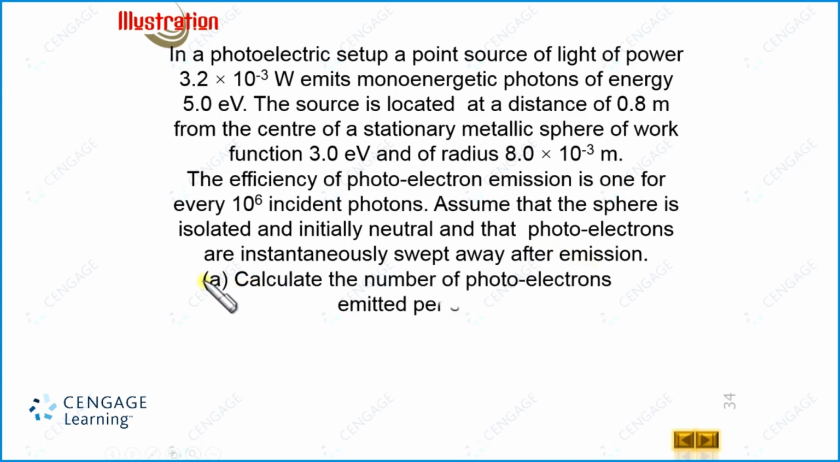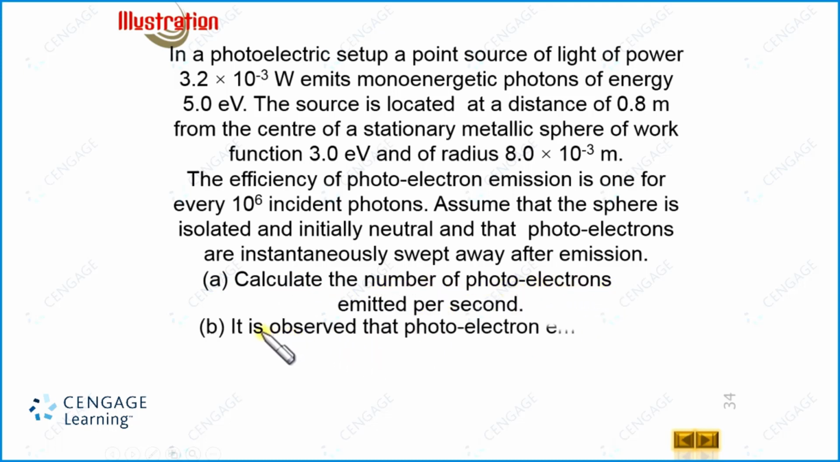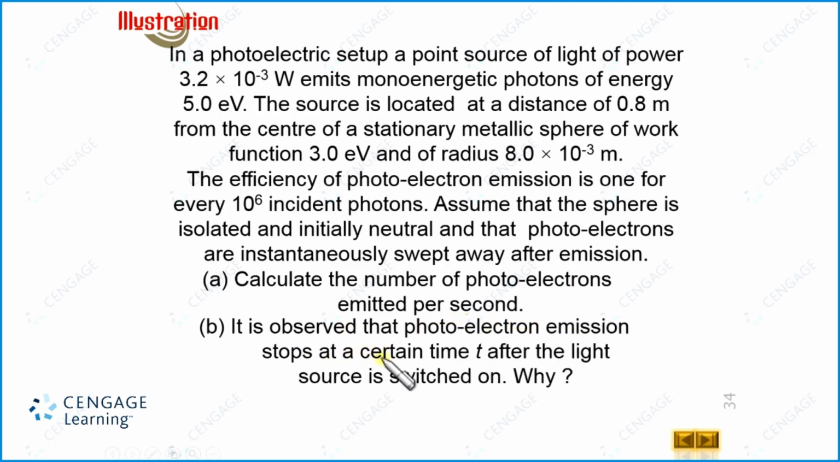We need to find, number A, calculate the number of photoelectrons emitted per second. Number B, it is observed that the photoelectron emission stops at a certain time t after the light source is switched on. Why? We need to investigate. And in the C part we need to calculate this time when photoelectric emission stops. Okay, so let us analyze the situation.